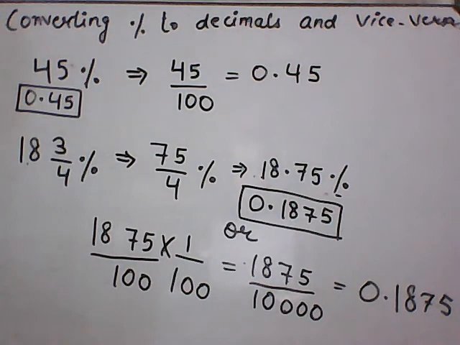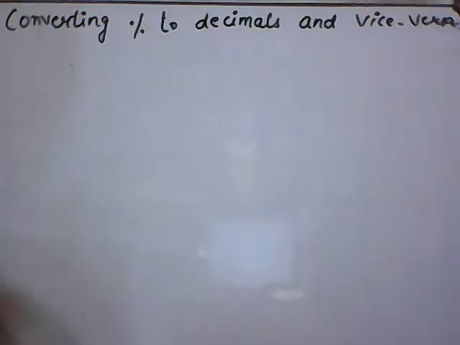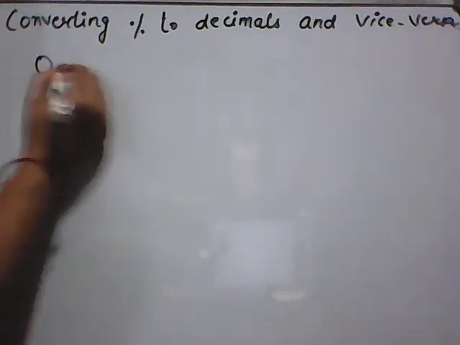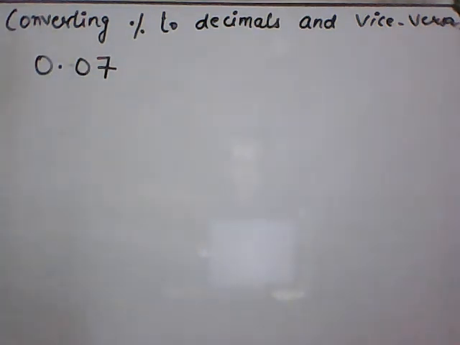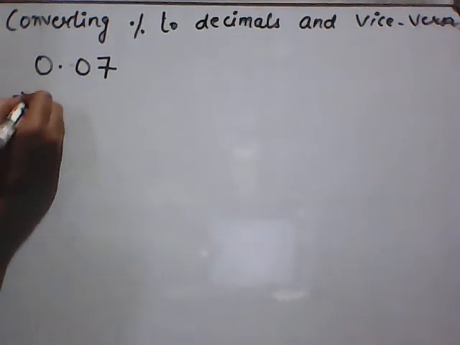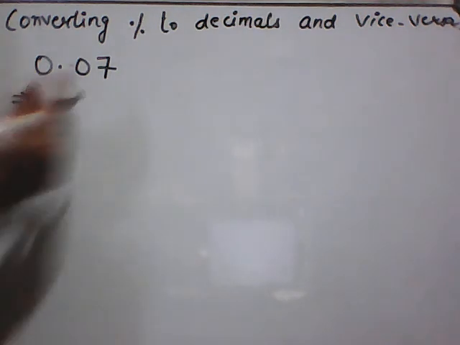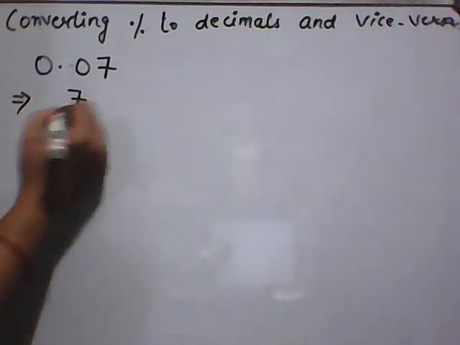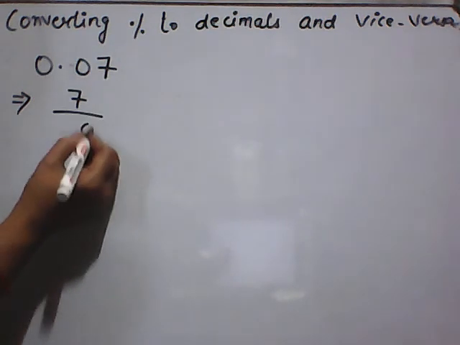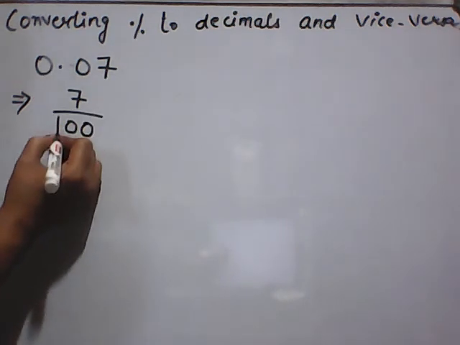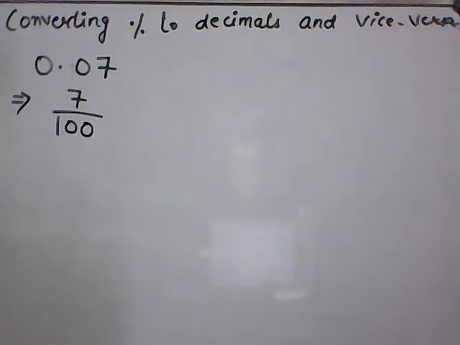Now we are converting decimal to percentage. Suppose 0.07 decimal is given to you and you have to convert it into percentage. How can we convert? Firstly, change into fraction: 7. How many digits after the decimal point? 1, 2. So put 2 zeros and 1. So it is 7 by 100.